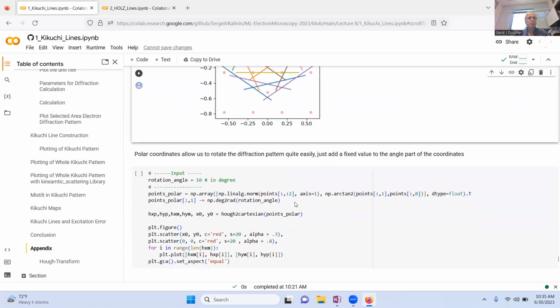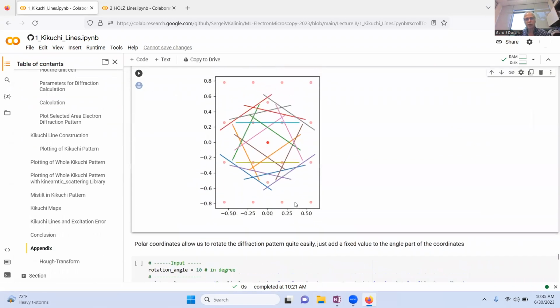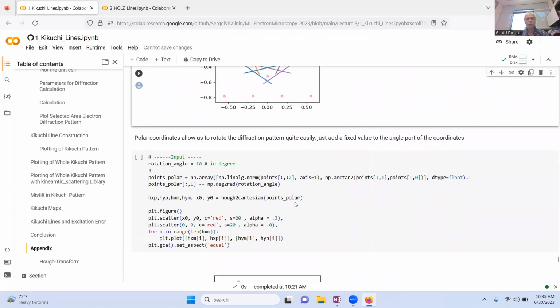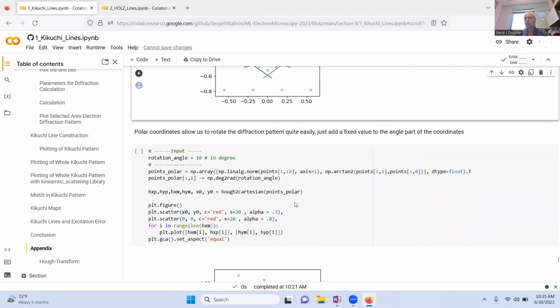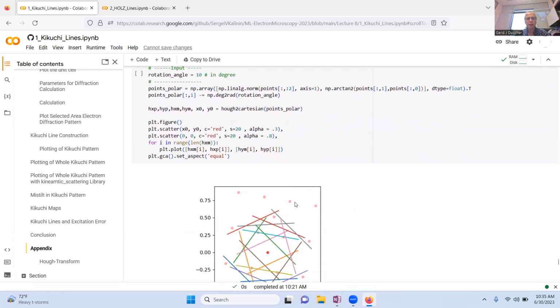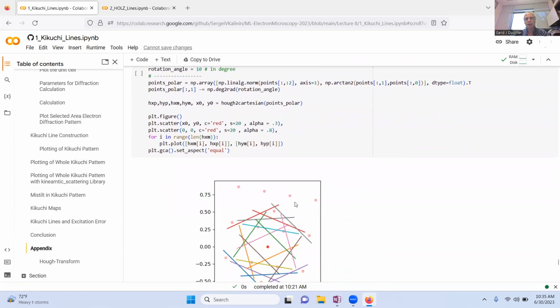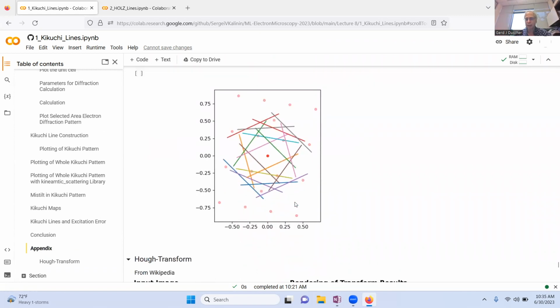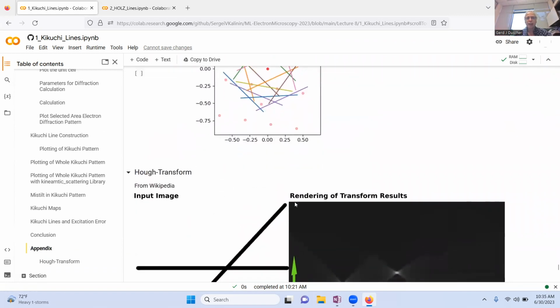And the idea is, of course, you can now easily add any kind of in-plane rotation because it's just a polar coordinate and you can move things around. And so you can fit any kind of diffraction pattern extremely fast, or you can generate them.